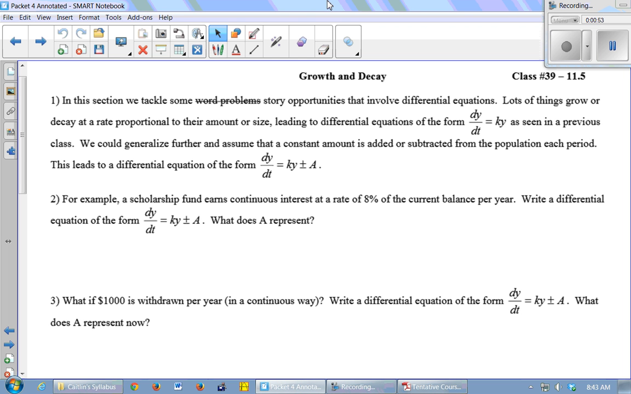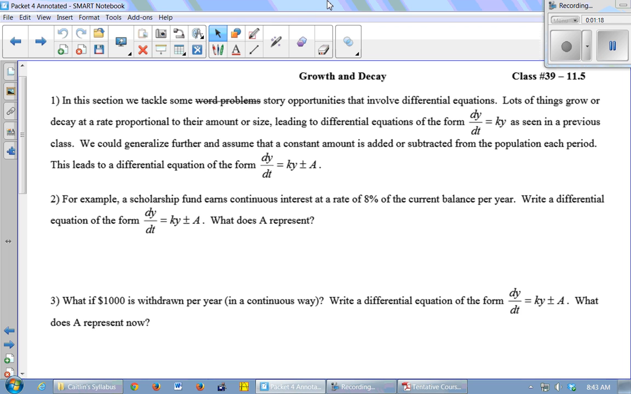So lots of things grow or decay at a rate proportional to their amount or size. Meaning like the bigger the population, the faster it grows, right? Because there are more members of that population to reproduce. So that leads to a differential equation of the form dy/dt equals k times y, right? That's what grow proportionally means.